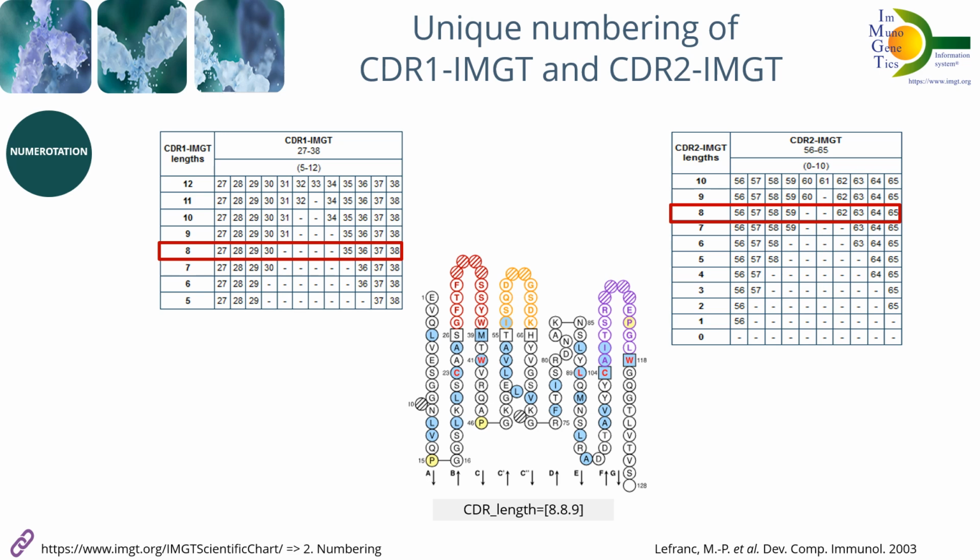In particular, IMGT provides in this section tables which indicate the missing positions according to the length of the CDR1 and the CDR2. For example, for a CDR1 of 8 amino acids, the positions 31 to 34 are not occupied.